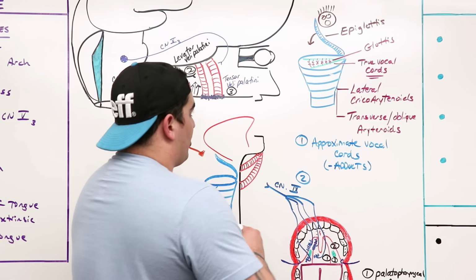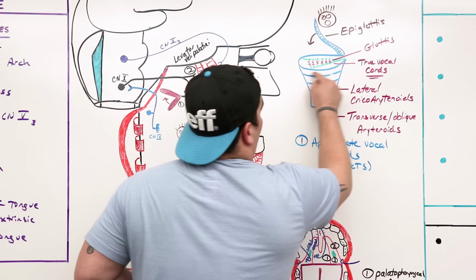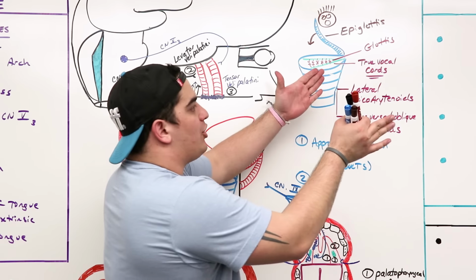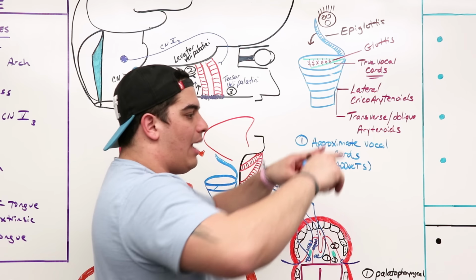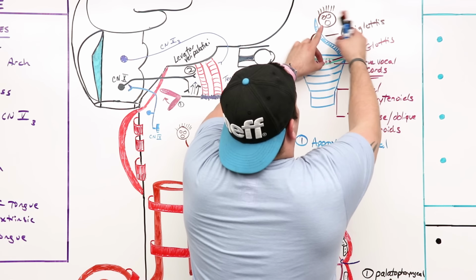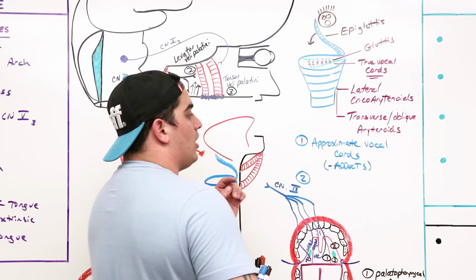There's another thing that happens. There's muscles, imagine there's muscles right around this edge. They're called the aryepiglottic muscles. And when they contract, they pull the aryepiglottic folds closer to one another. And that helps to, again, accentuate the pulling back of the epiglottis.